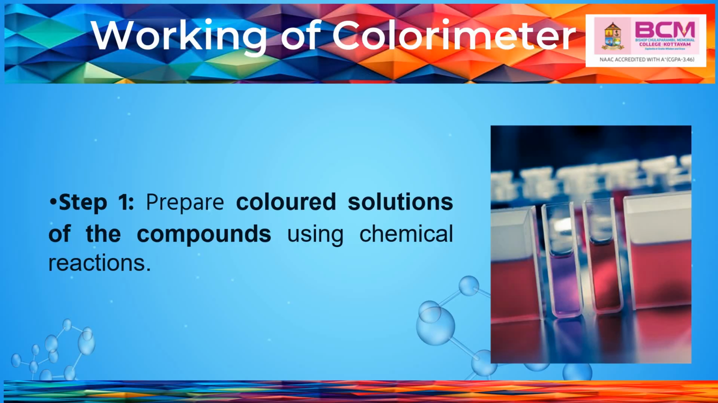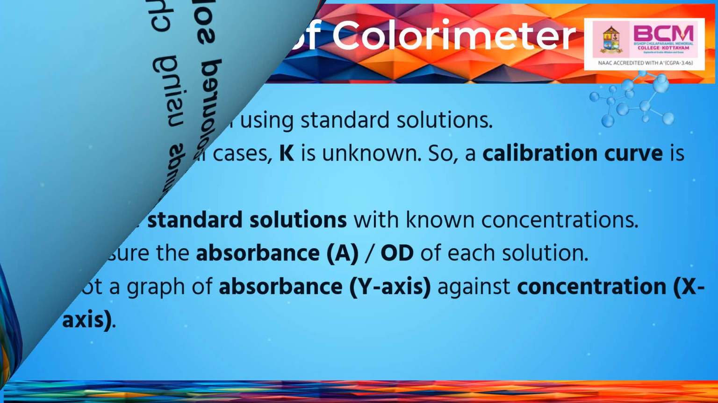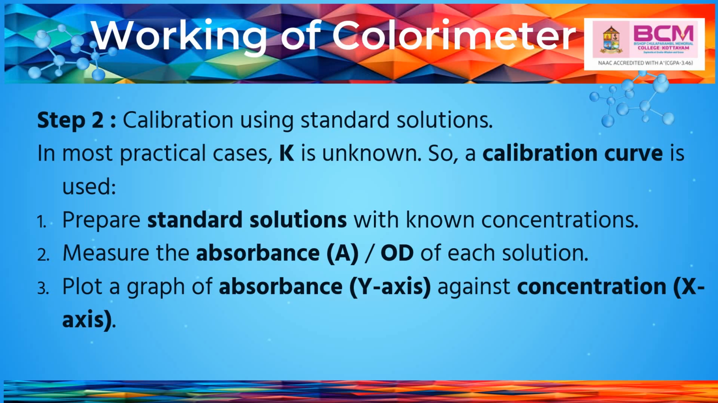Now let's see the working procedure of colorimeter. Step 1. Prepare colored solutions of the compounds using chemical reactions. Step 2. Calibration using standard solutions. For the calibration, prepare standard solutions with known concentrations, then measure the absorbance of each solution, then plot a graph of absorbance against concentration.